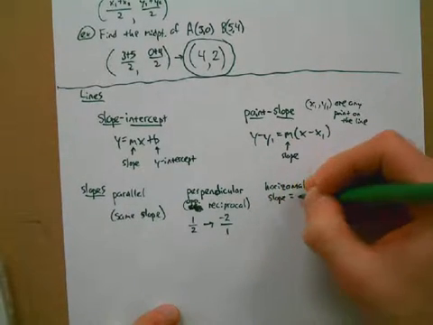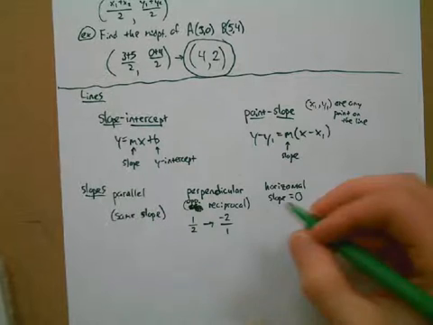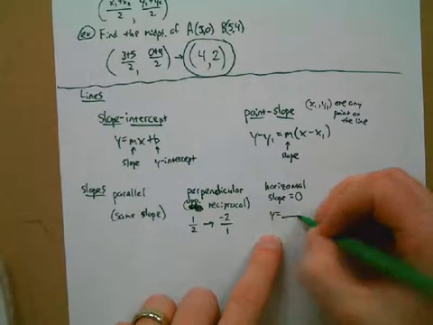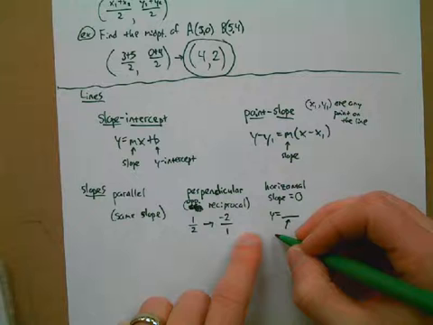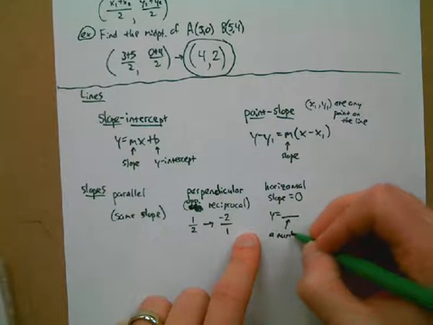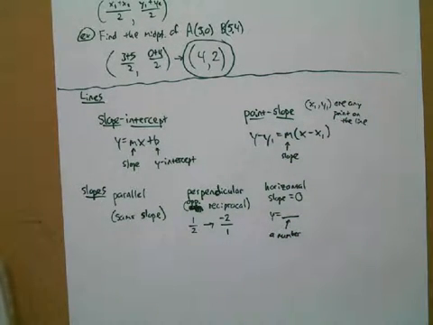Likewise with a vertical line, the slope is undefined. You know, a number over 0. And the equation for a vertical line is x equals blank, where that blank is a number.